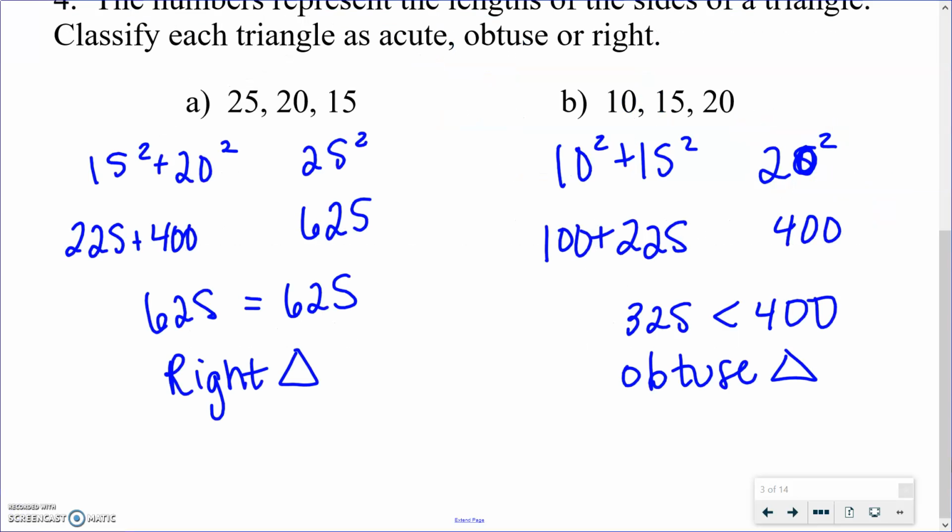Okay, so here's the answers to those. If we test the two smaller sides squared, add them together, and then see how that relates to the longest side squared, part A is a right triangle because they're equal. The two legs squared is equal to the hypotenuse, and we can call them legs and hypotenuse because it is a right triangle. On this other one, part B, 10 squared plus 15 squared is 325, and 20 squared is 400, and so since the two shorter sides squared are less than the longest side squared, that is an obtuse triangle.